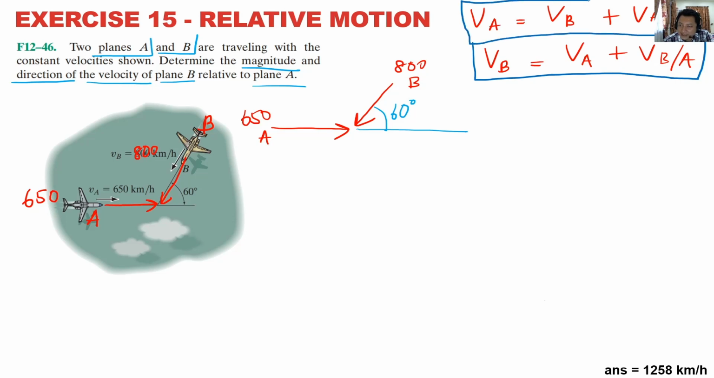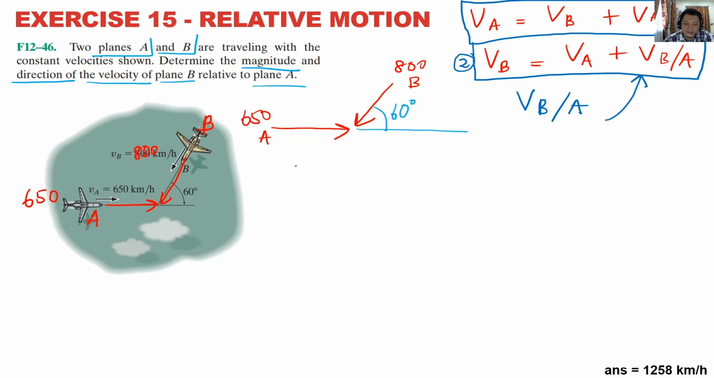So which one do we use? What does it ask us to find? It asks for the velocity of plane B relative to plane A. So it asks us to find VB relative to A. So you have to use this formula. Use the second formula.